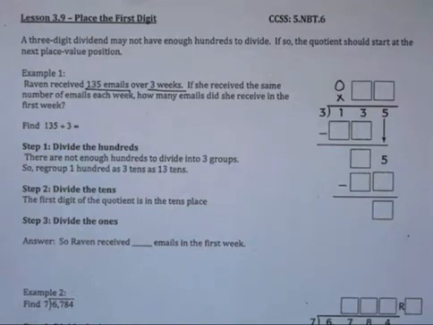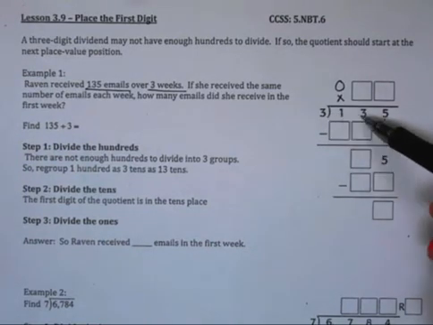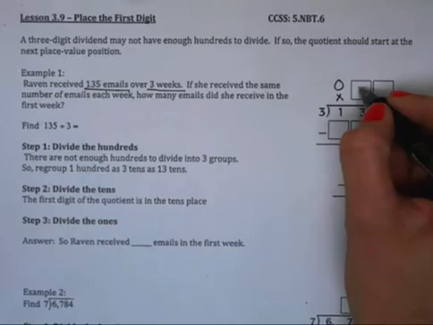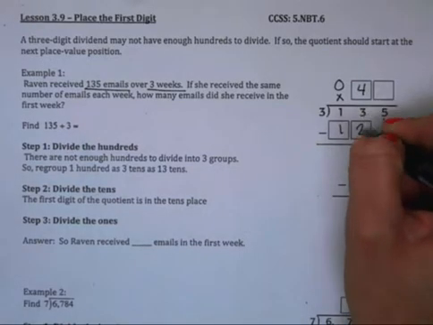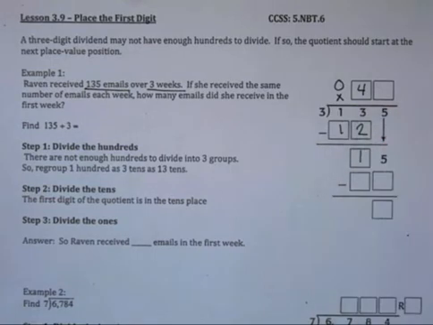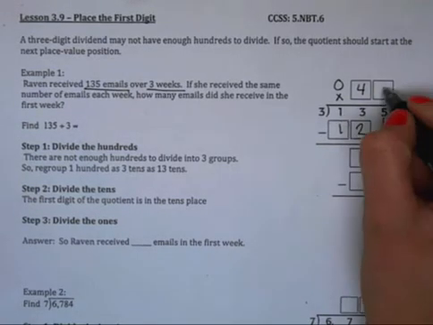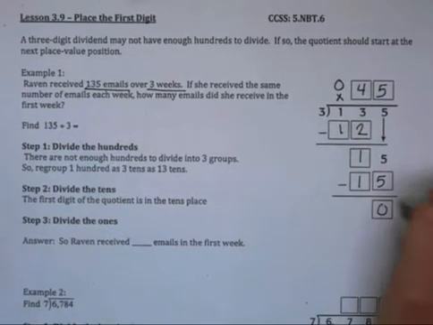Step 2 is to divide the tens. 3 can go into 13, so we know that we can put a number above our tens place. 3 goes into 13 4 times, so 3 times 4 is 12. 13 minus 12 is 1, carry down our 5. 15 divided by 3 is 5. 5 times 3 is 15. Subtract, and then we're left with 0.